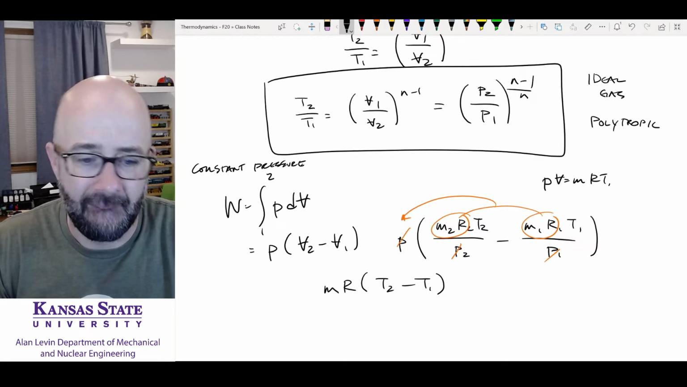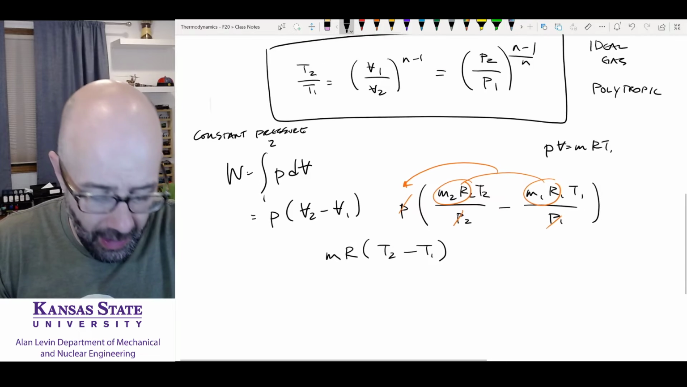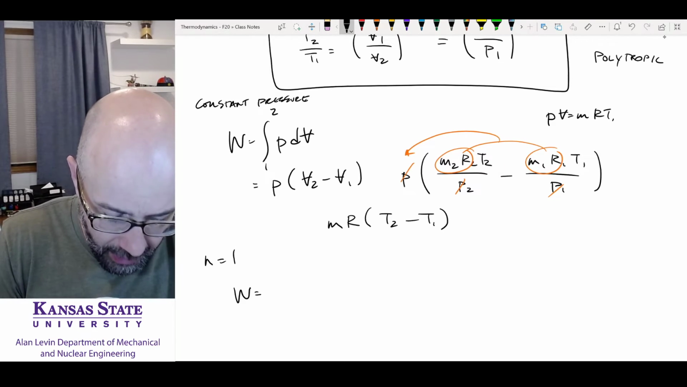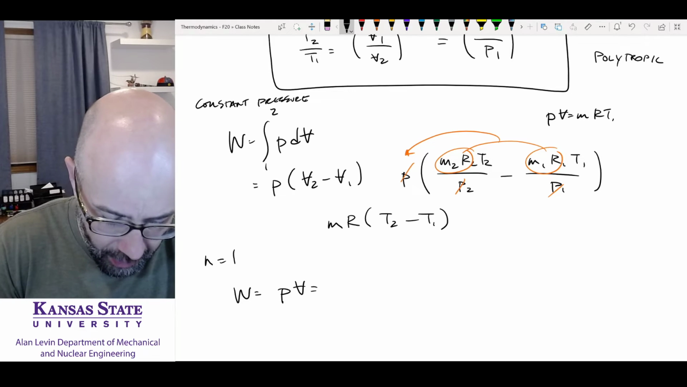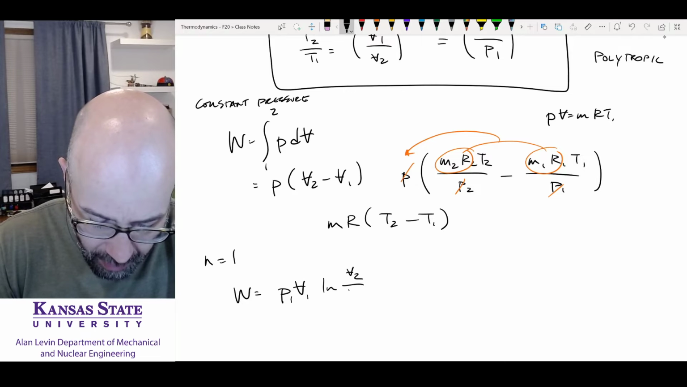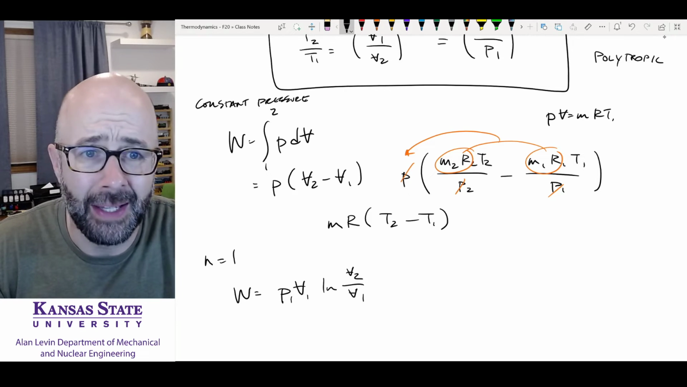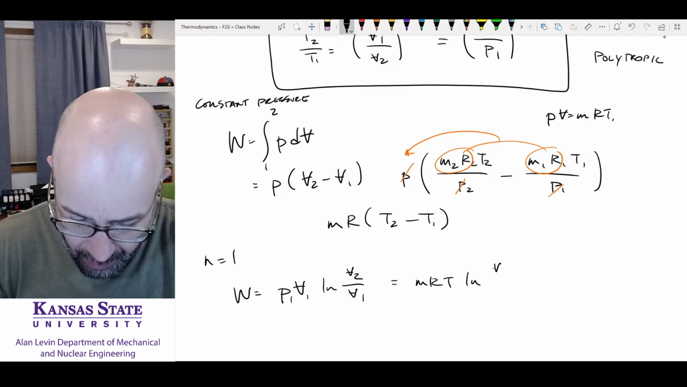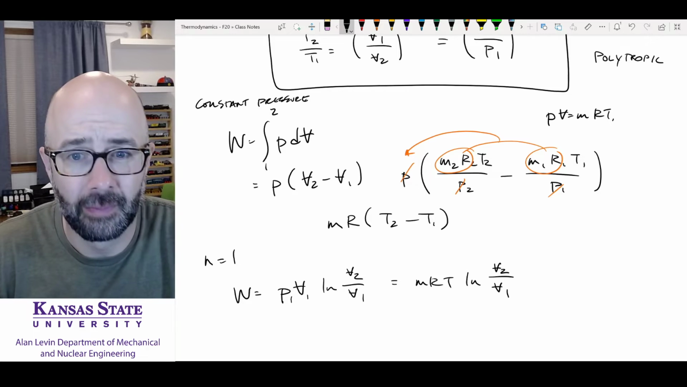Okay, that's one thing we could do. Let's say now our n value is equal to 1. What was our equation? We said P1V1 natural log of V2 over V1. Well, PV equals mRT, right? So we could write this as mRT times natural log of V2 over V1.